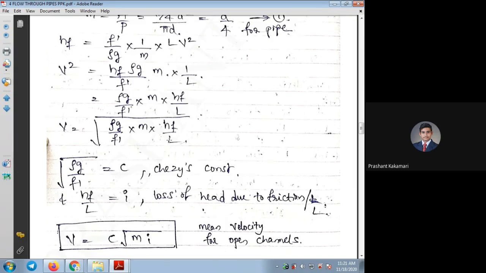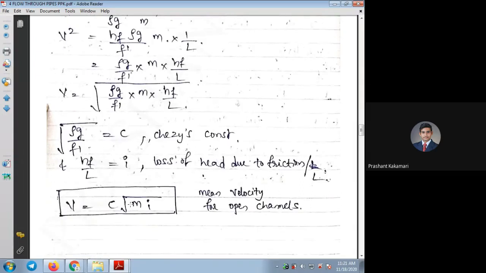So recalling these short terms m, c and i, he rewrote the Darcy-Weisbach equation in terms of velocity. So velocity will be the square root of m i, and this Chase's constant, which is the square root of rho g by f dash, is taken outside: v equals c into square root of m into i.